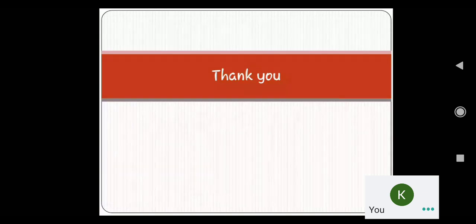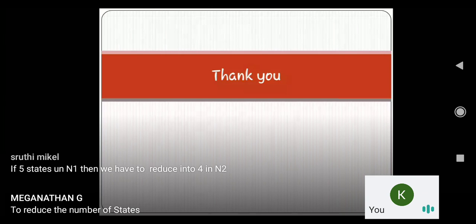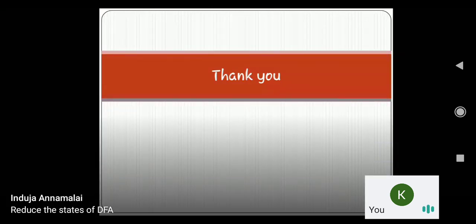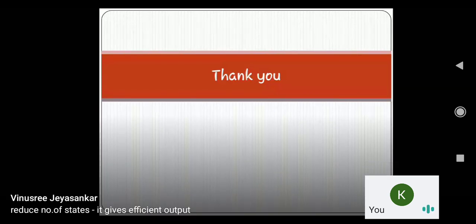So the objective here is to reduce the number of states of DFA. This is the exact objective. If there are five states in N1, then we have to reduce it to 2. So in minimizing the number of states of DFA, the objective is to reduce the number of states. That's the right answer. Most of you have answered it right.